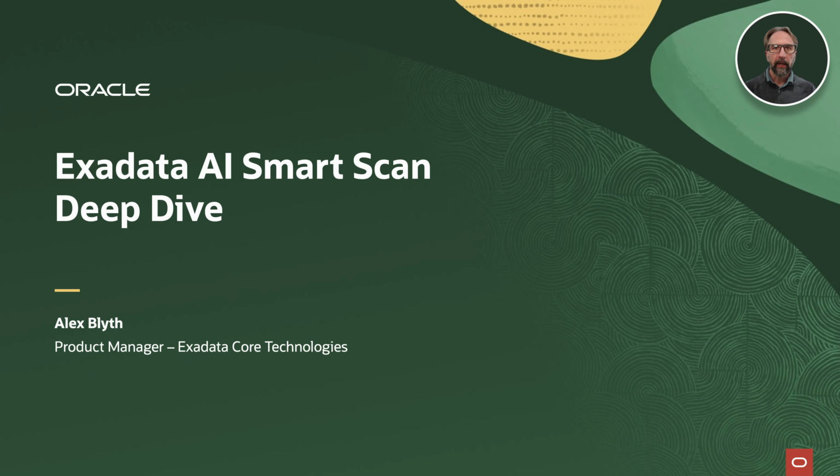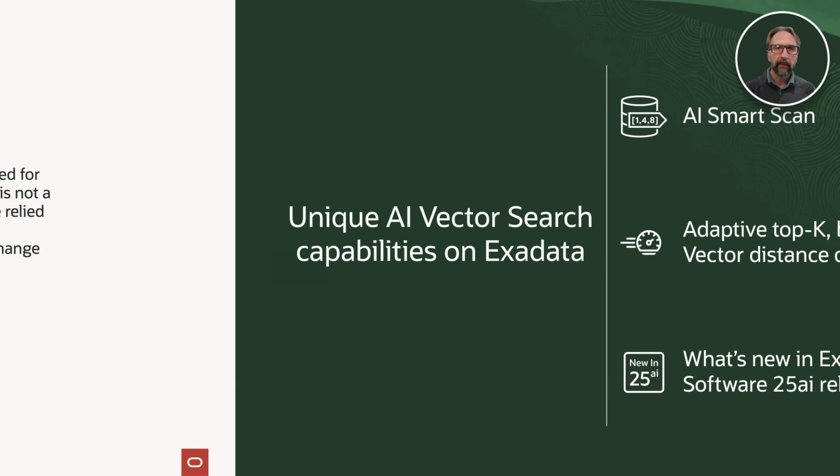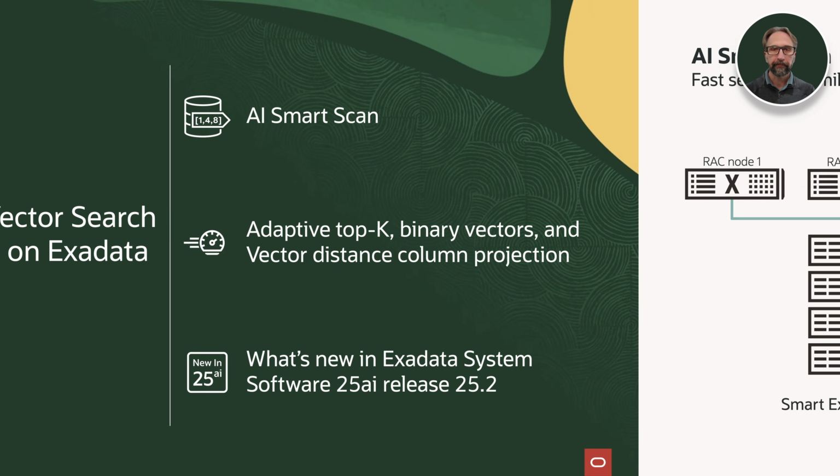Oracle Database 23 AI introduced AI vector search. Let's have a look at how Exadata accelerates AI workloads with AI Smart Scan. In this short session, we're going to cover the unique AI vector search capabilities available on Exadata, including an overview of AI Smart Scan, optimizations including adaptive top K, binary vectors, and vector distance column projection, and what's new in Exadata System Software 25 AI, release 25.2.